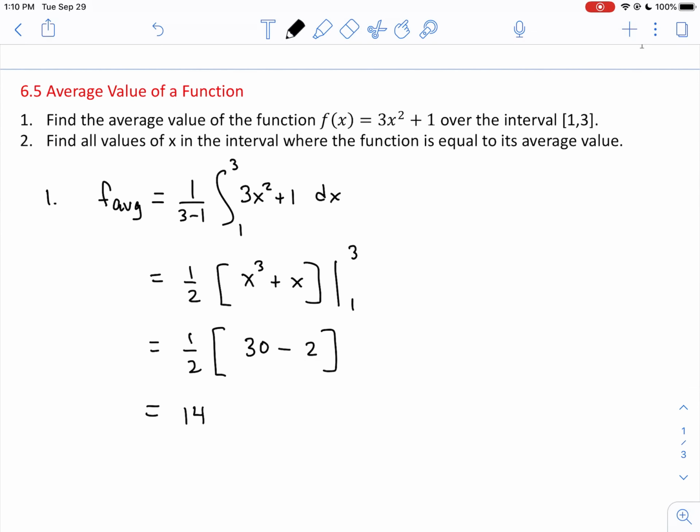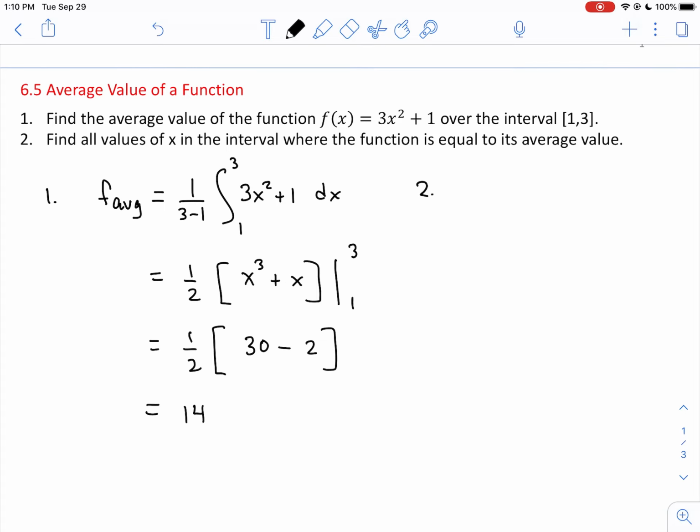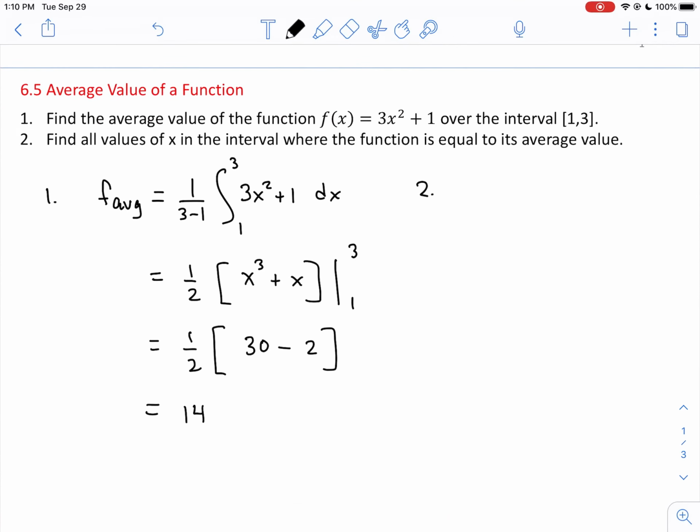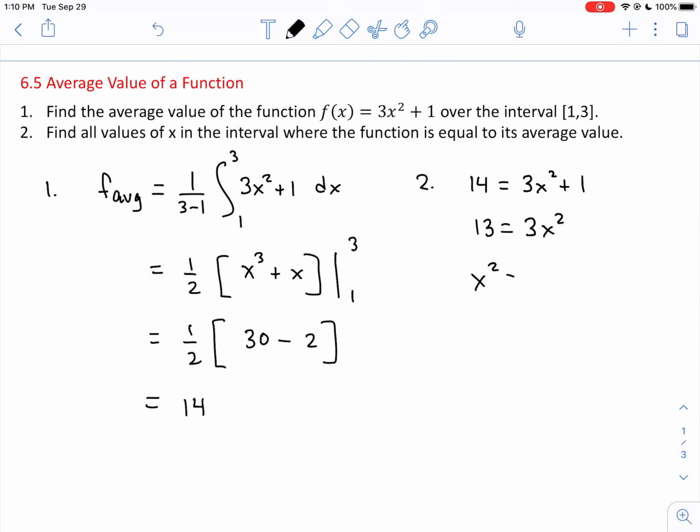Question 2 is find all values of x in the interval where the function is equal to its average value. So if a function is continuous, then it should cross its average value at some point. To find this without using technology, we simply say, okay, we'll take the average value, which is 14, and set it equal to the function, which is 3x squared plus 1, and then solve for x. So I'm going to subtract 1 from both sides, divide both sides by 3, so we have x squared equals 13 thirds, and then square root both sides. Now this gives me plus or minus the square root of 13 thirds.